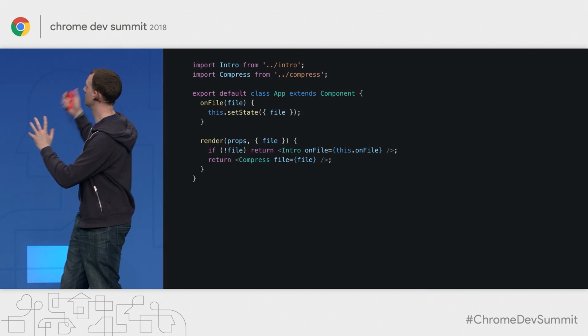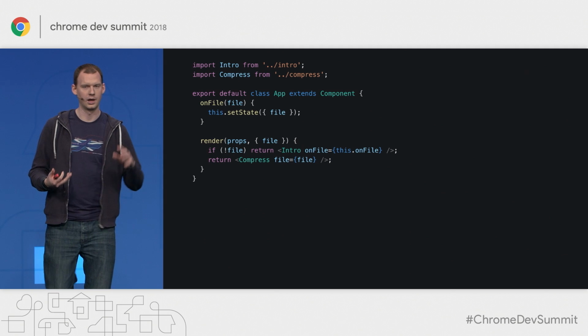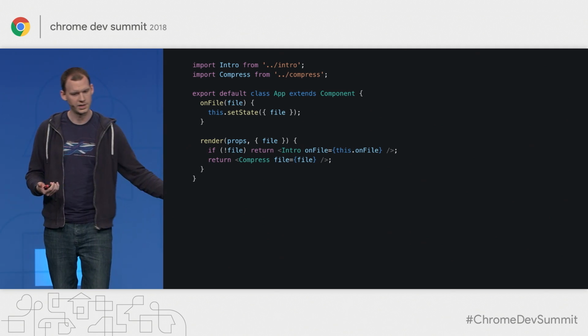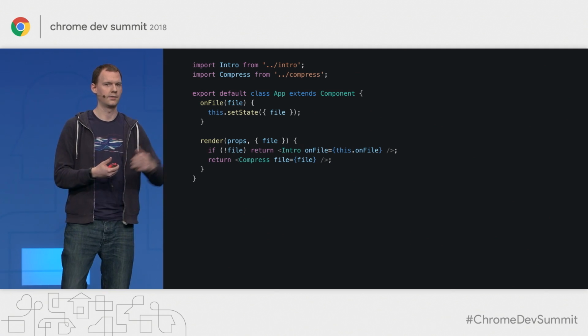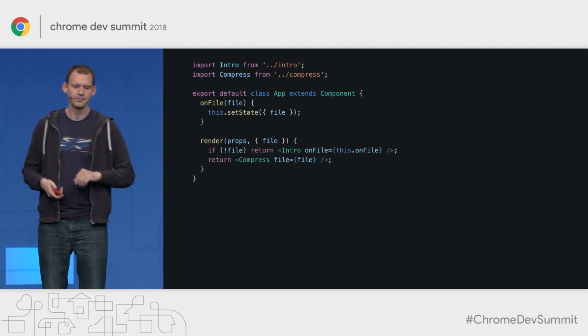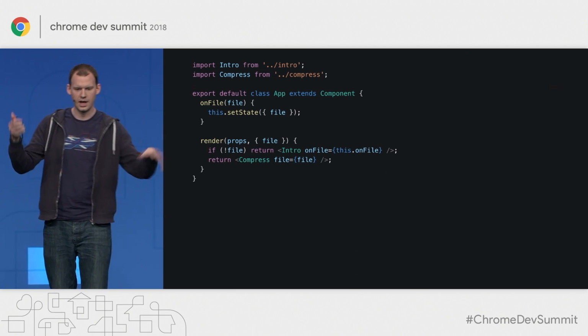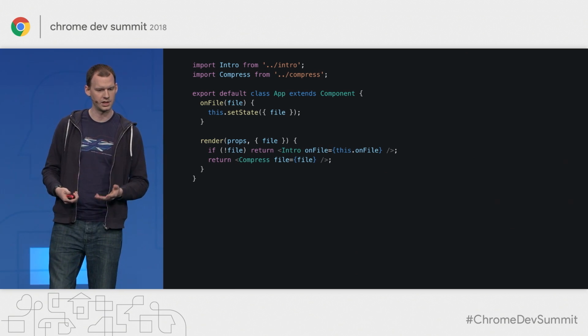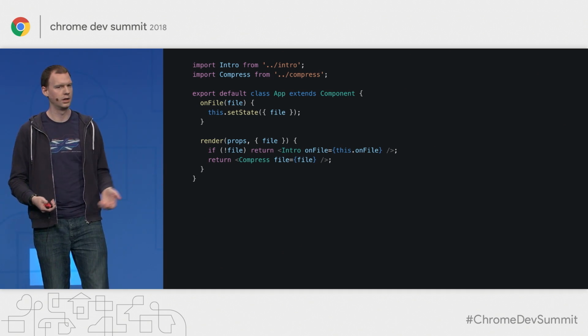This is roughly how things looked at the start. We had our intro, and we had our compression UI. If no file had been selected, we show the intro. Otherwise, we send that file to the compression UI and display that. We changed this so the whole compression API part was loaded asynchronously. And the toolchain actually made that a lot easier than I expected.